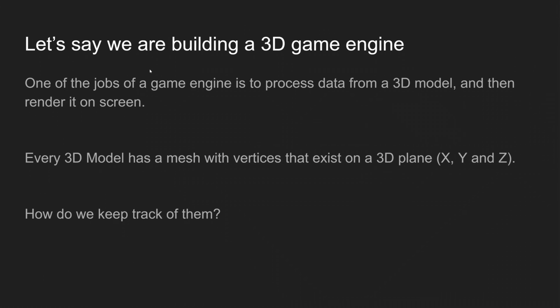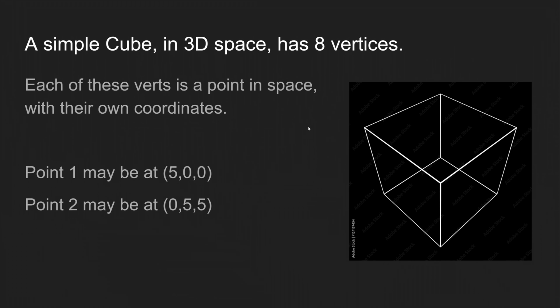Let's say we're building a 3D game engine. One of the jobs of a game engine is to process data from a 3D model and then render it to the screen. Every 3D model is a mesh with vertices that exist in a 3D plane, X, Y, and Z. In this example, how do we keep track of them? Think of it this way. You have a cube that's made of 8 different vertices. 1, 2, 3, 4, 5, 6, 7, 8. Each one of these vertices that are at the corners has its own coordinates. So point 1 might be at 500, while point 2 is at 055, and all that.